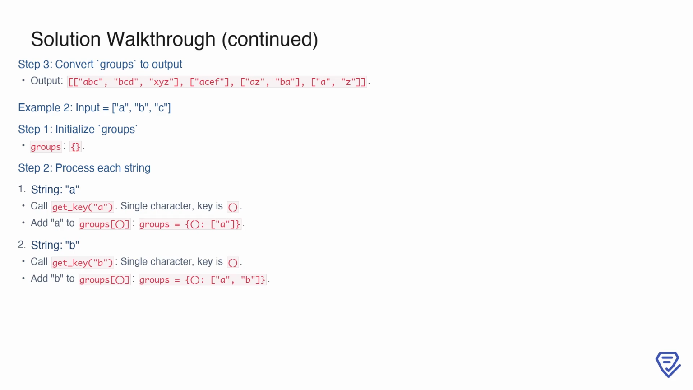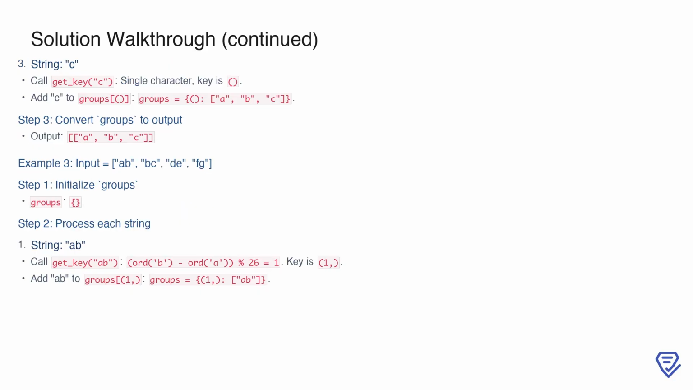Moving to another example, consider the input A, B, C. First, we initialize groups as an empty dictionary. Then, for the string A, since it is a single character, the key is the empty tuple. We add it to the group for this key, making groups {(): [A]}. Next, we process B, which also has the empty key. We add B to the same group, updating groups to [A, B]. For the string C, as it is a single character, the key remains the same. We add C to the same group, resulting in [A, B, C]. Finally, we convert groups into a list of grouped strings, giving us the output [[A, B, C]].